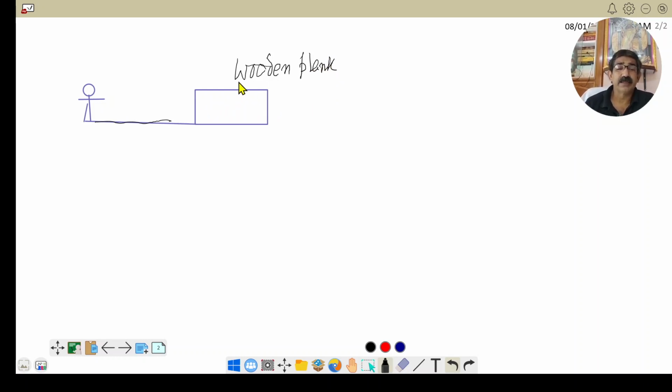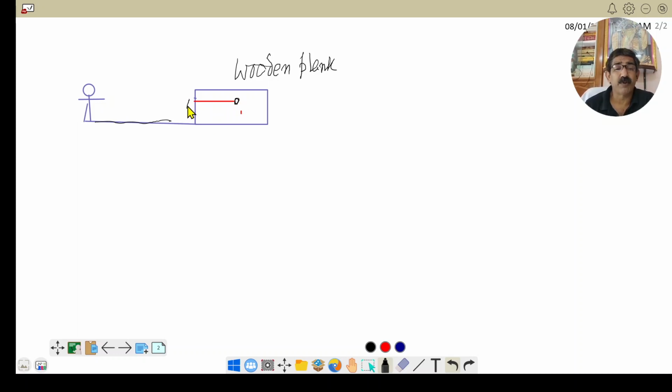And this wooden plank has been given here. Bullets are coming from this point, and after entering inside this, the bullets are penetrating through a certain distance. Suppose a bullet is given here, it enters here and penetrates through a certain distance. Then it comes to rest.